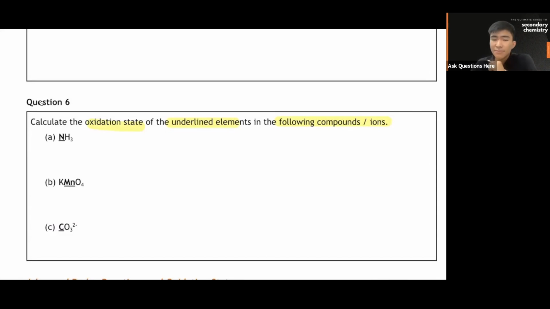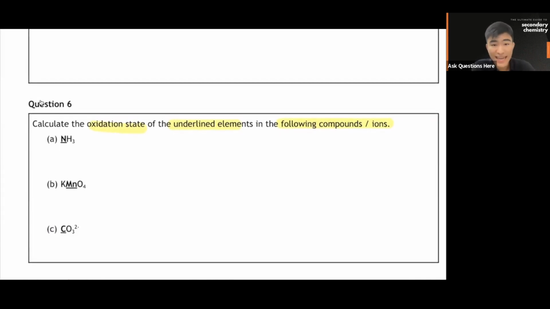Now, in this case, for the redox reactions chapter, I don't want you to rely on your muscle memory, okay? Because many a times the questions are so dynamic, they can change very easily. And sometimes you remember things wrongly, because different elements possess different oxidation states in different compounds. So let's look at part A first.